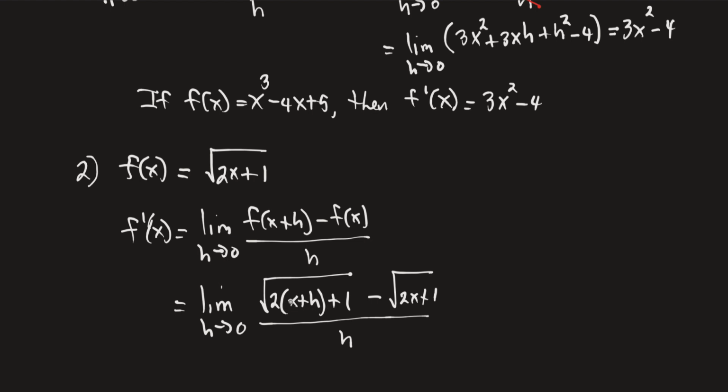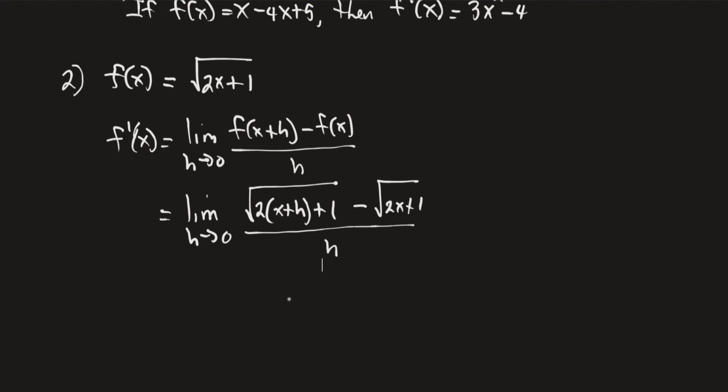But we still have something that's indeterminate, because if we try to plug 0 in for h, well, we're going to end up with the square root of 2x plus 1 minus the square root of 2x plus 1, so we'll have a 0 in the numerator, and for sure we'll have a 0 in the denominator, right? So what we need to do is rationalize this.